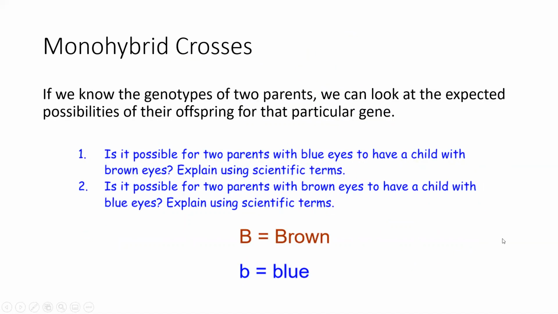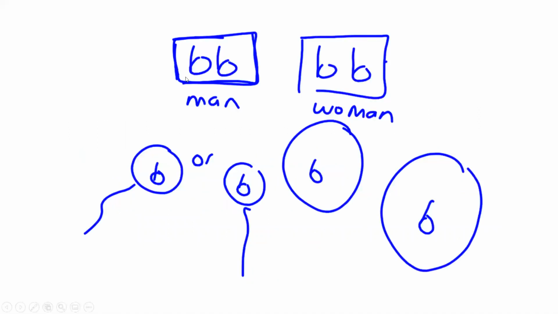Okay, so let's start off with question number one. Is it possible for two parents with blue eyes to have a child with brown eyes? If the parents both have blue eyes, remember it's recessive, so the only way that they can actually have blue eyes is if they are little b, little b. So the man is little b, little b, and the woman is little b, little b.